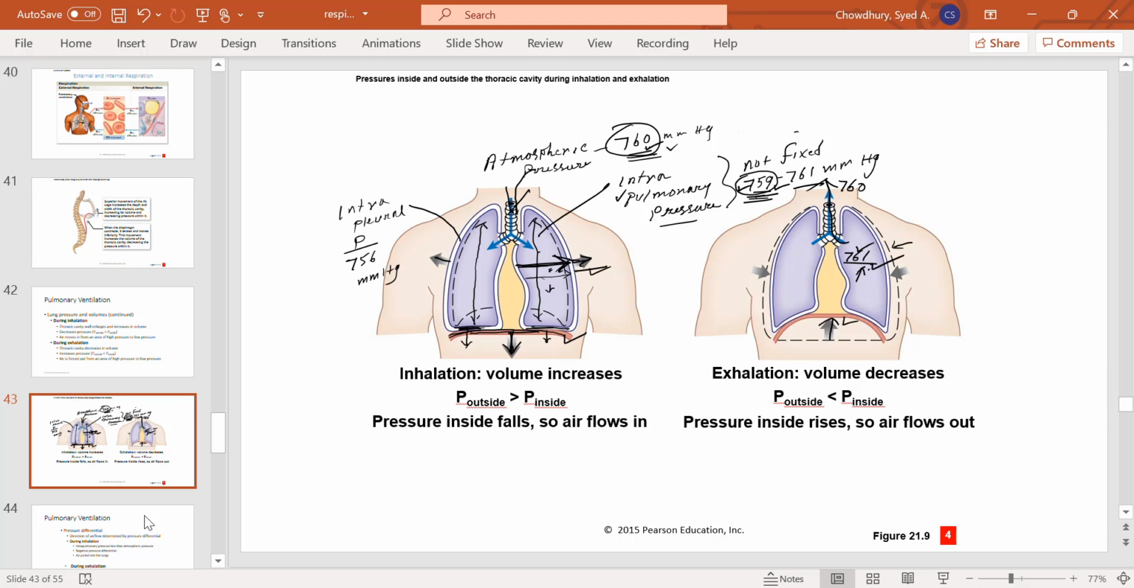And who sends the signal to the diaphragm and the intercostal muscles? The brain. Which part of the brain? The brain stem. Inside the brain stem, inside the pons and medulla oblongata, you have the respiratory centers. We'll talk about that later.